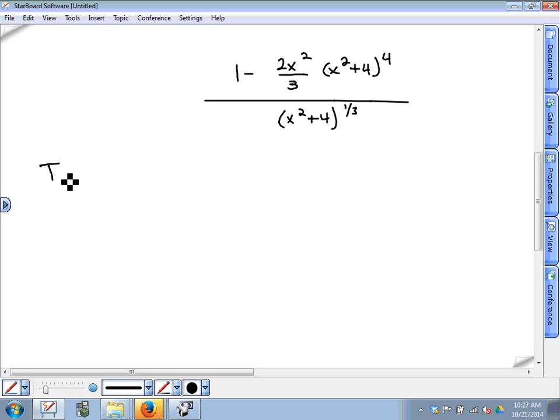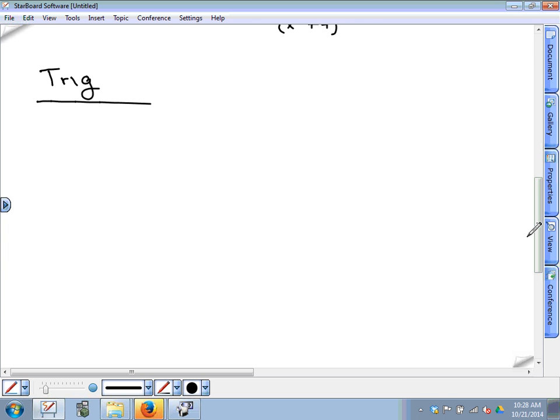Let's do some trig. So let's just review the derivative of the sine. But now I'm going to do the derivative of the sine of u. The derivative of the sine of u is equal to the cosine of u times u prime.